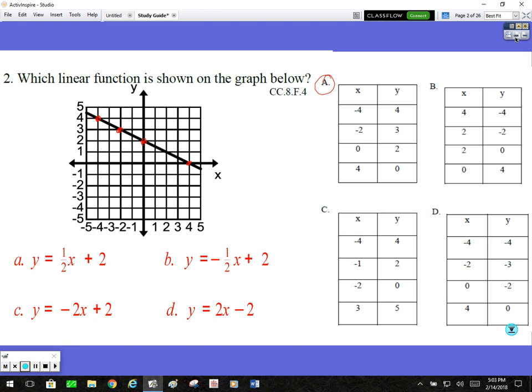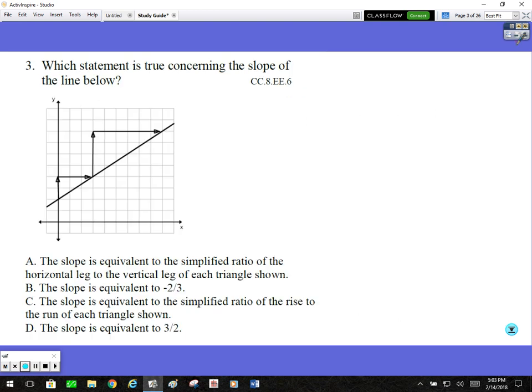Okay, all right. So let's go back over here to the next one. Which statement is true concerning the slope of the line below? Well, first off, we know it's a positive slope line.